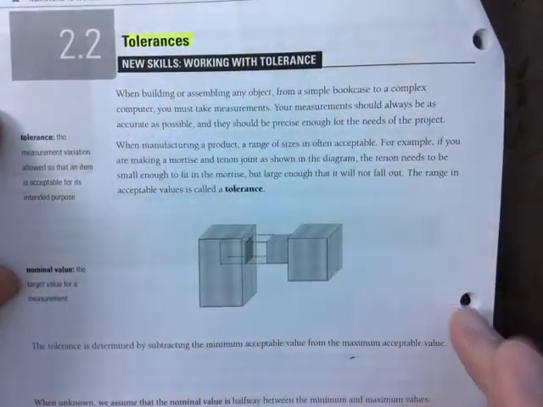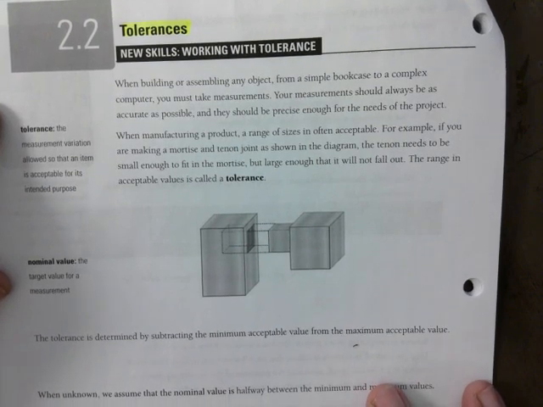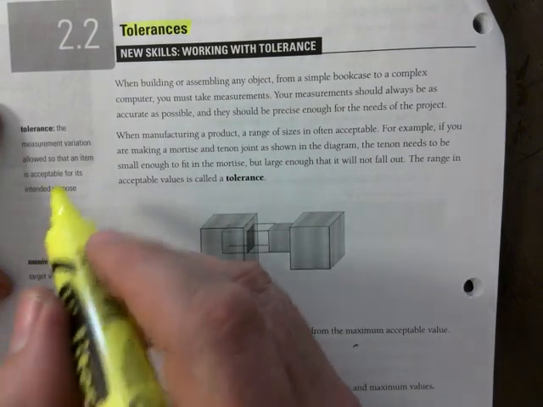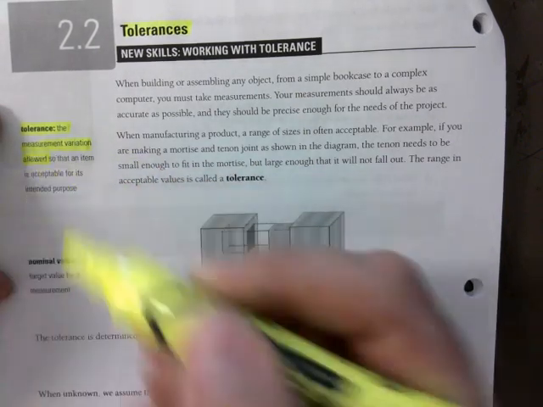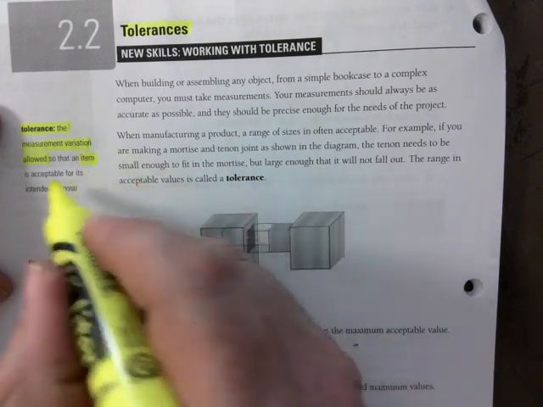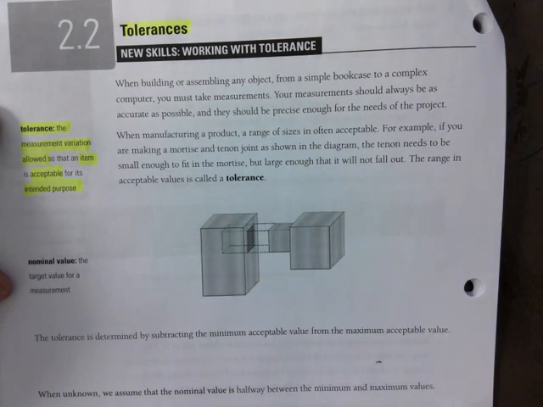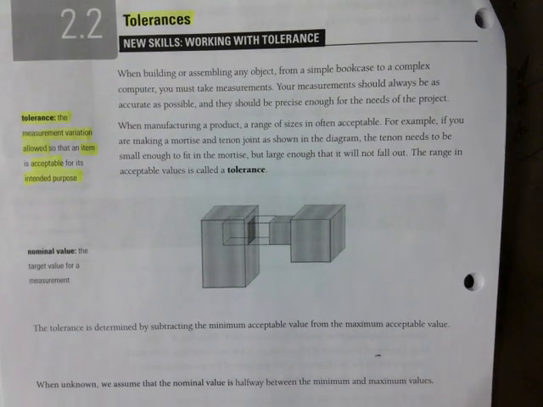Tolerances. I want you to highlight what it says on the side here. Tolerance is the measurement variation allowed, right? So an item is still acceptable for its intended purpose. Right? When you tolerate someone, a person, right? You're putting up with certain things, right? Because you still want to keep that friendship going. So there are certain things you'll tolerate, but if you go past certain lines, it's going to be over, right? With any kind of relationship, right?